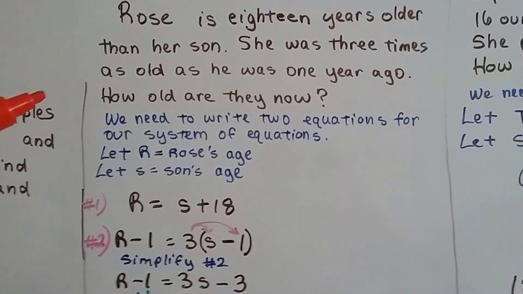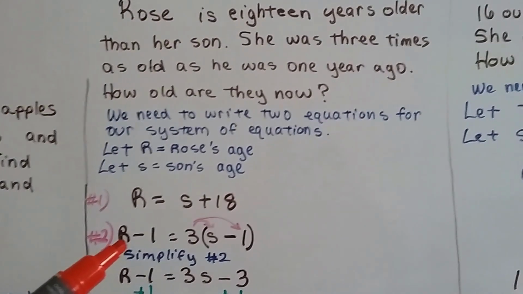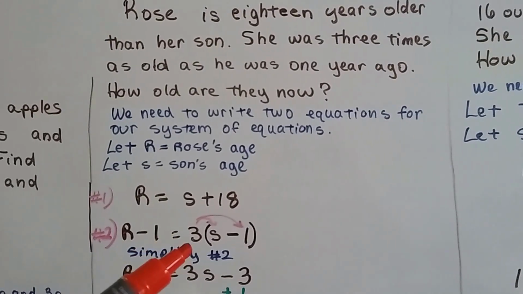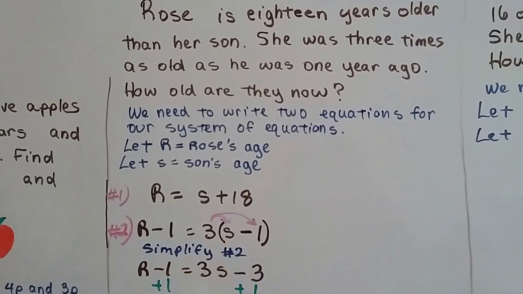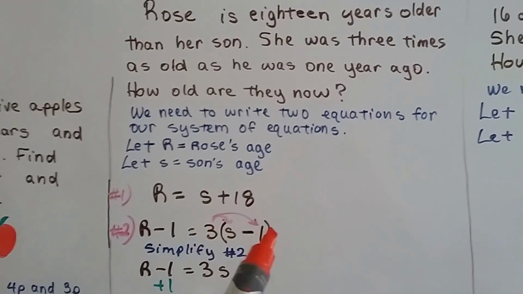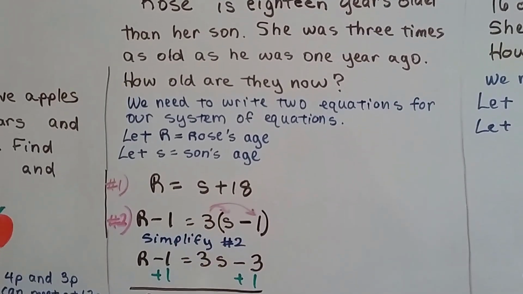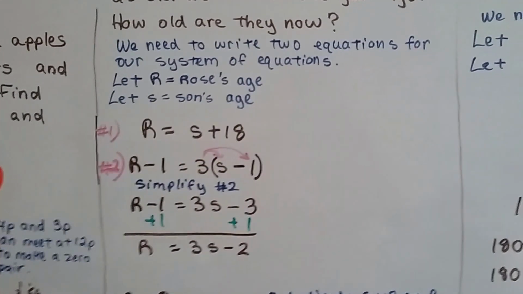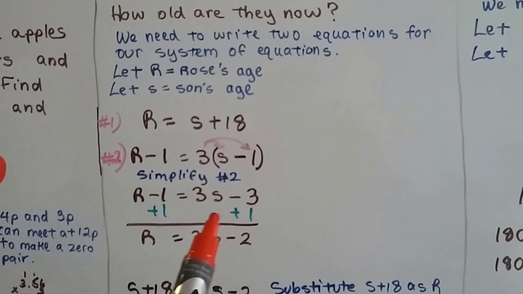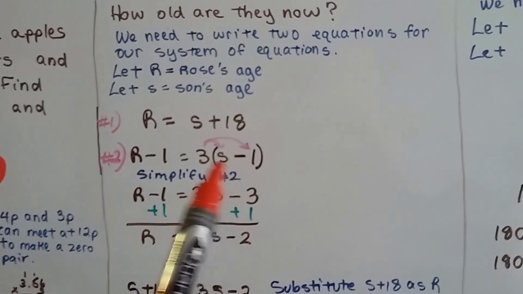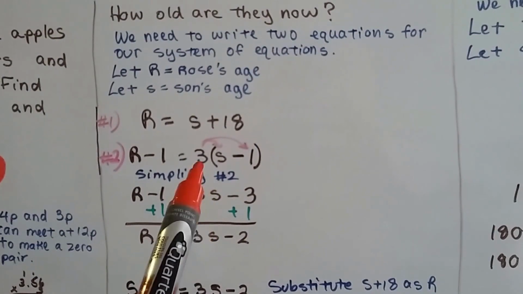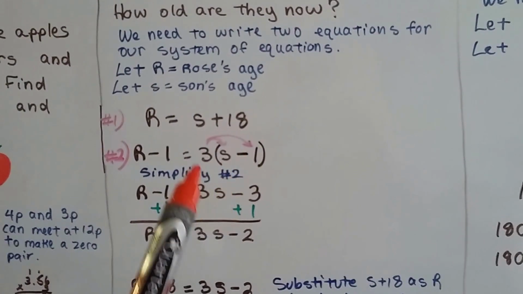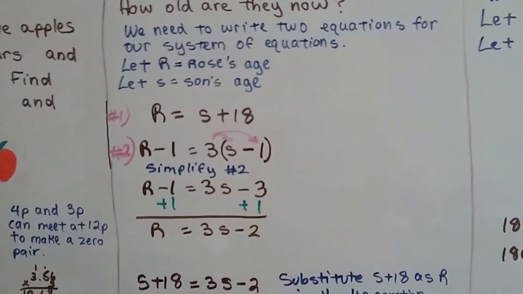She was 3 times as old as he was 1 year ago. So that means her age now minus 1 year was equal to 3 times her son's age minus 1. See? Her son's age minus 1 times 3. So that's our second equation. Now we need to simplify this one because we've got some distributive property going on. And that becomes 3s minus, see, we're doing distributive property, here's the 3s, minus 3 times negative 1 is a negative 3.